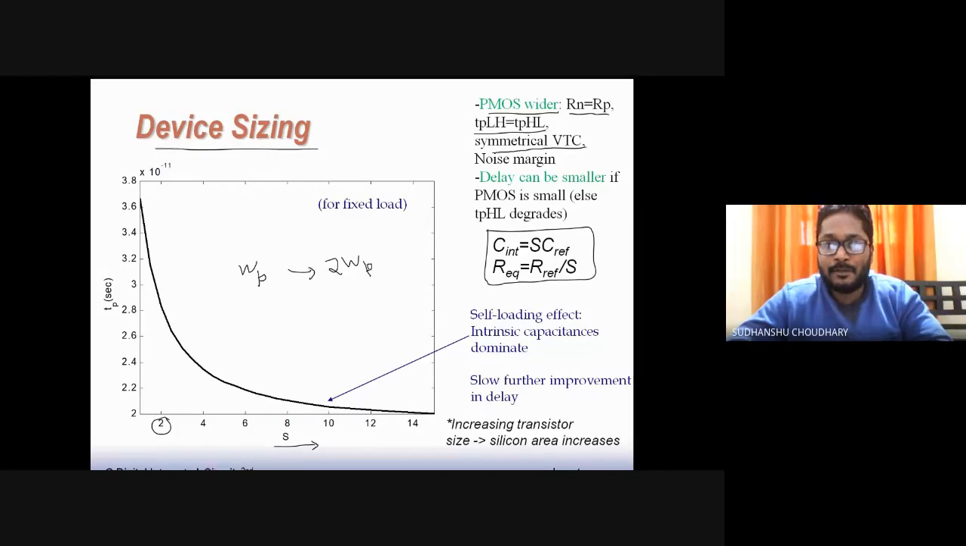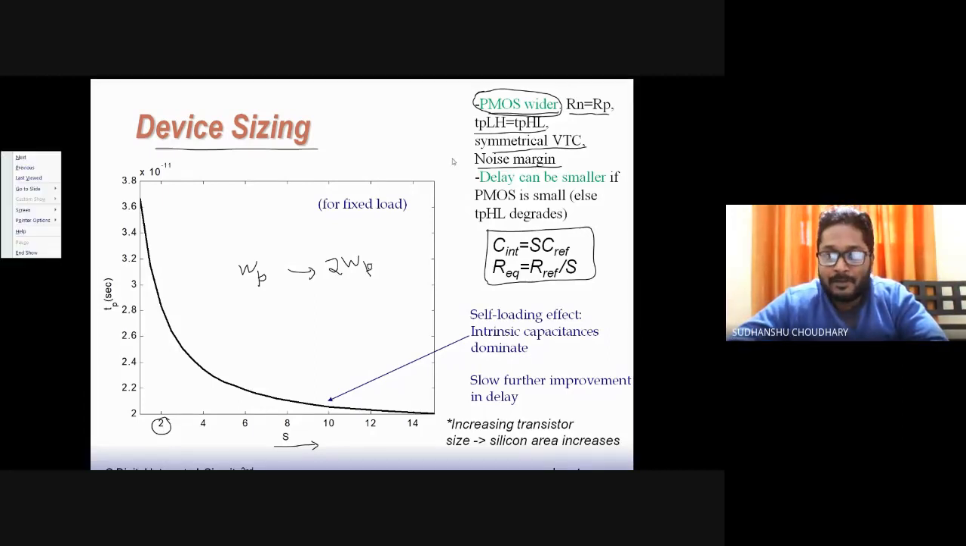So for making the VTC symmetrical, or for making TPLH equal to TPHL, or for making the resistance of the pull-up network equal to the pull-down network, you can think of increasing the width of PMOS. And because of the symmetrical VTC, you will also find that noise margins improve. We commented on this some time back: the noise margin depends on your VTC. So if the VTC is symmetrical, the noise margin will be very high.